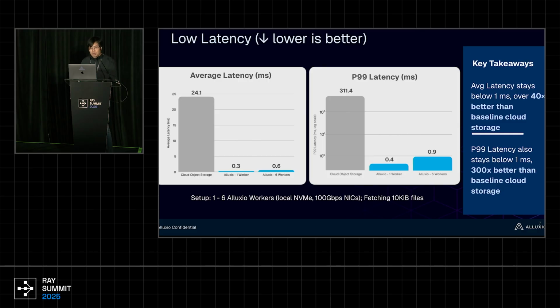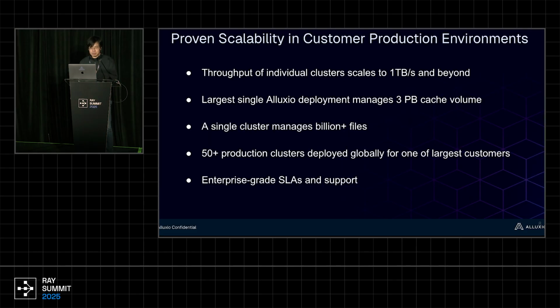As you can see, if you directly talk to the cloud storage, it gives you, on average, about 20 milliseconds. This is average. If you're talking about P99, this can be 300 or 200 milliseconds. But with Alluxio, it gives you consistent, stable sub-millisecond latency for both average and P99.